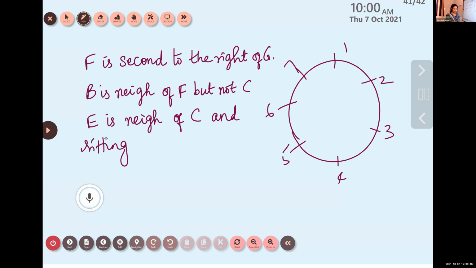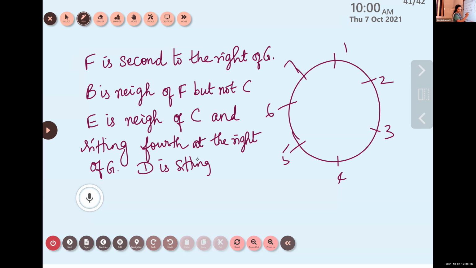And sitting fourth at the right of G. B is sitting between E and A. D is sitting between E and A. Write the seating arrangement.